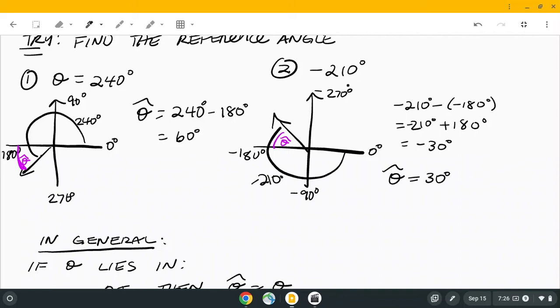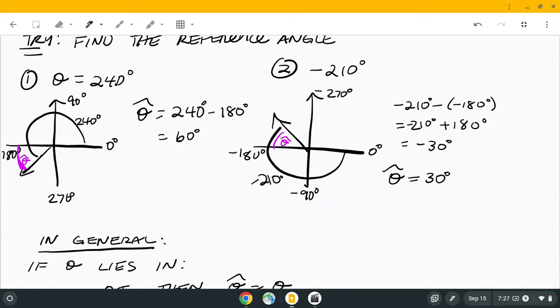Cosine of negative 210 degrees will be the same as cosine 30 degrees, which is square root 3 over 2. But it could be either positive or negative square root 3 over 2, depending on which quadrant you land in. Same thing with tangent. Tangent of negative 210 degrees will be the same as tangent of 30 degrees, with an exception of the sign. It could either be positive or negative.